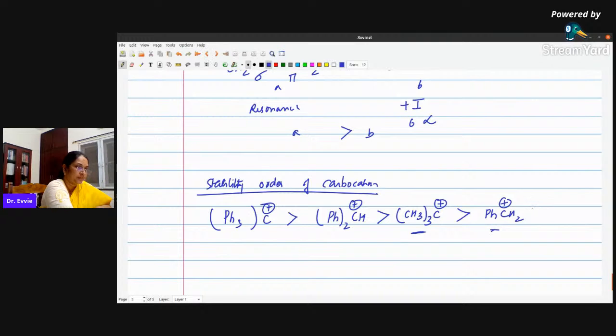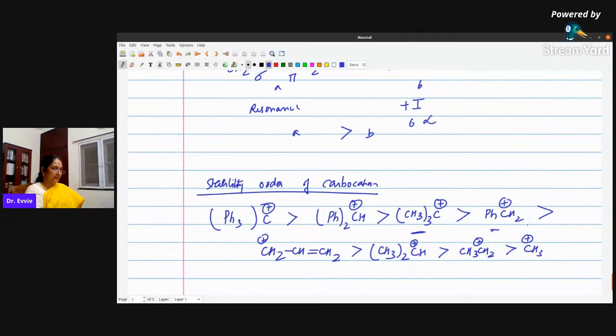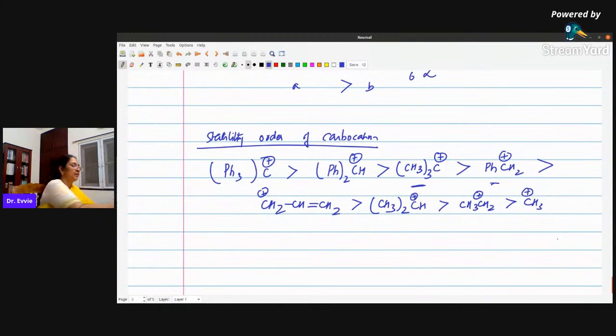Then you have which one will be this? The next one will be CH2+ CH double bond CH2, then it will be plus, then it will be ether and methyl. So this is your order. I hope it's clear for you. Please remember, whatever order I give, you have to remember. Otherwise, you can't remember all these things every time.